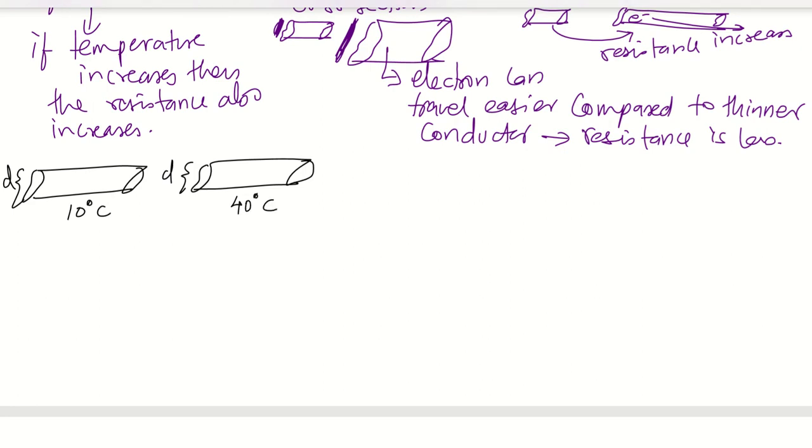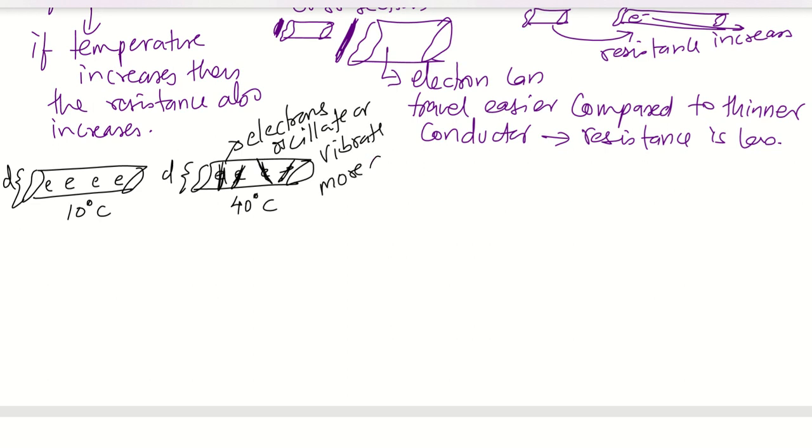Here also there are electrons, here also there are electrons, but these electrons will vibrate here and there. They will keep moving fast. So the electrons oscillate or vibrate more due to high temperature.